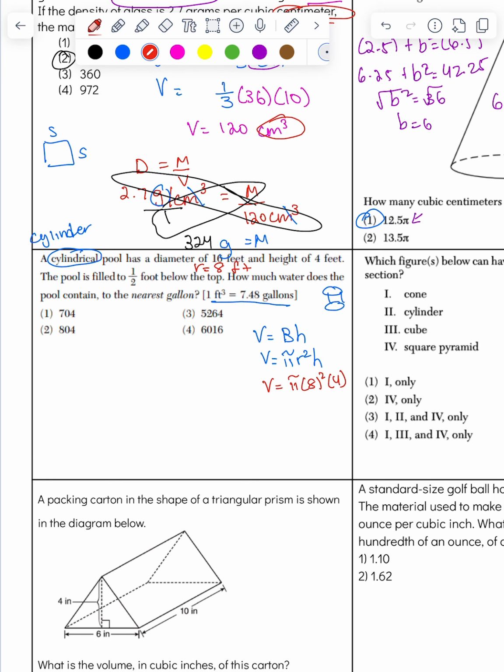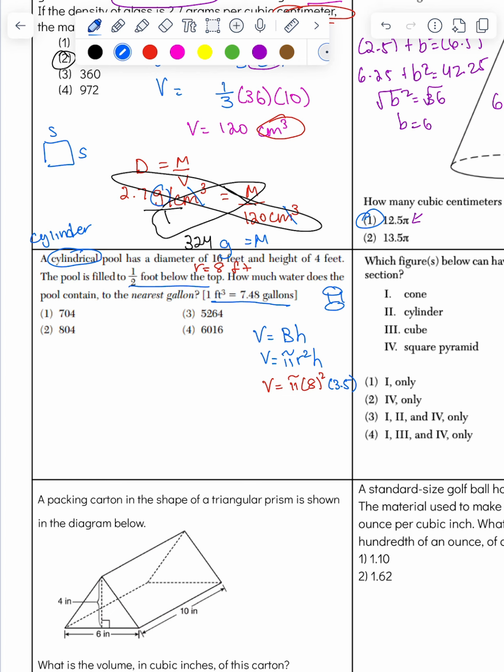The pool is filled to a half foot below the top. Oh, so we're not filling the pool up all the way. So I'm not going to use the full height of 4, because I'm not filling the pool up all the way. I'm filling it half a foot below the top. So 4 minus half a foot would be 3.5 feet. So 3.5 feet is what I actually want to use for the height, because that's what's filled of the pool.